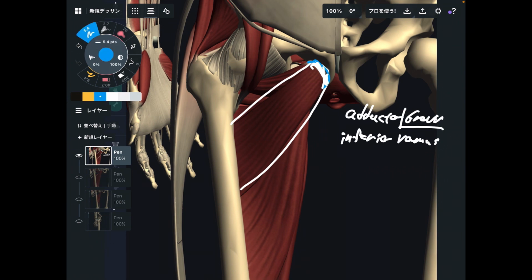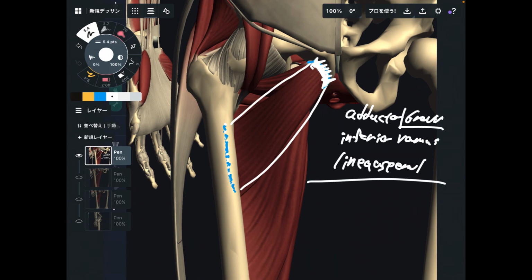Where is insertion? Insertion is backside of femur. You don't see where that is, so please visualize this dot line indicates insertion. This is linea aspera. Linea aspera, that is posterior surface of femur. This is origin, inferior ramus. Insertion is linea aspera.